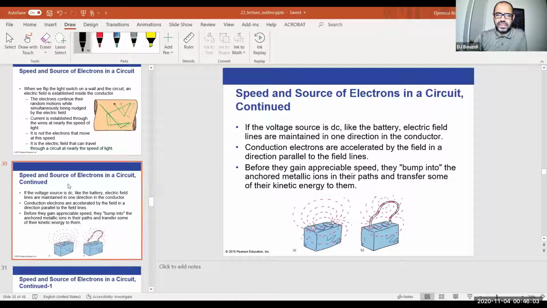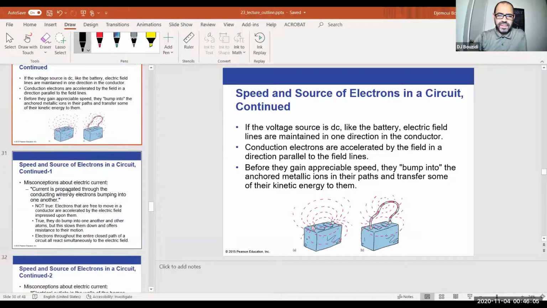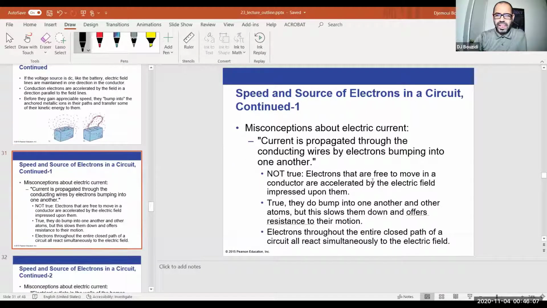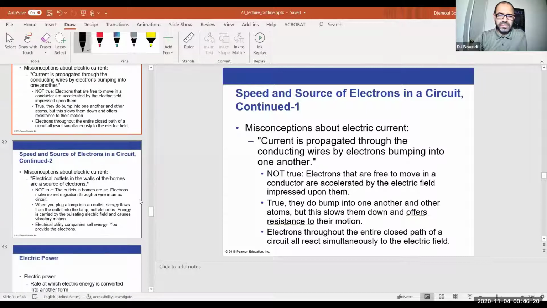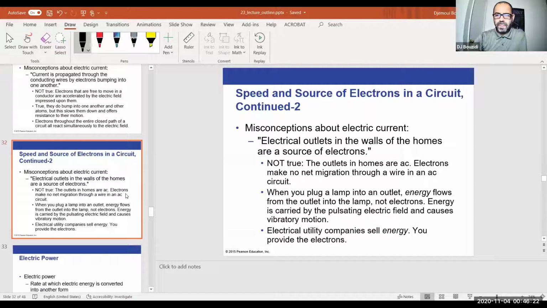So again, this is the same picture I was talking about, okay? The electrons actually bump into the atoms themselves, the nuclei themselves, okay? That's another misconception. The wall is not the source of them. Your computer has its own electrons already in it, okay?